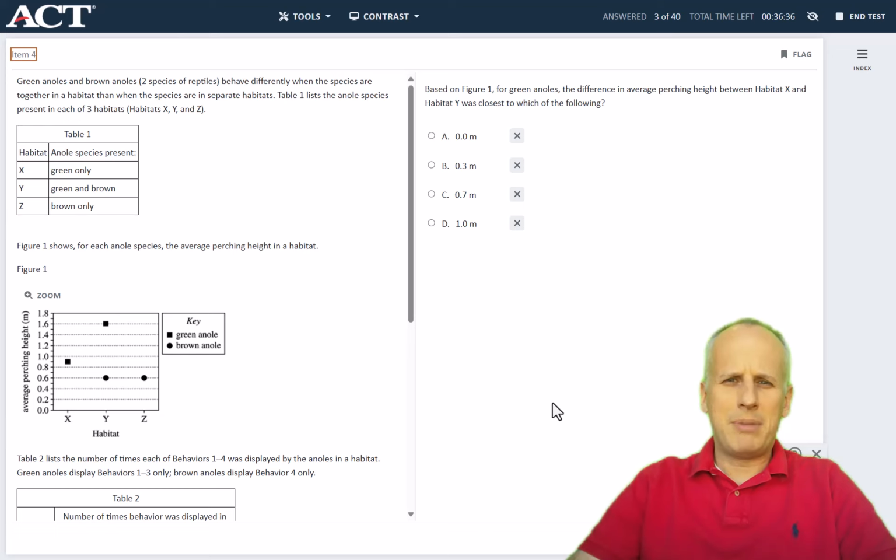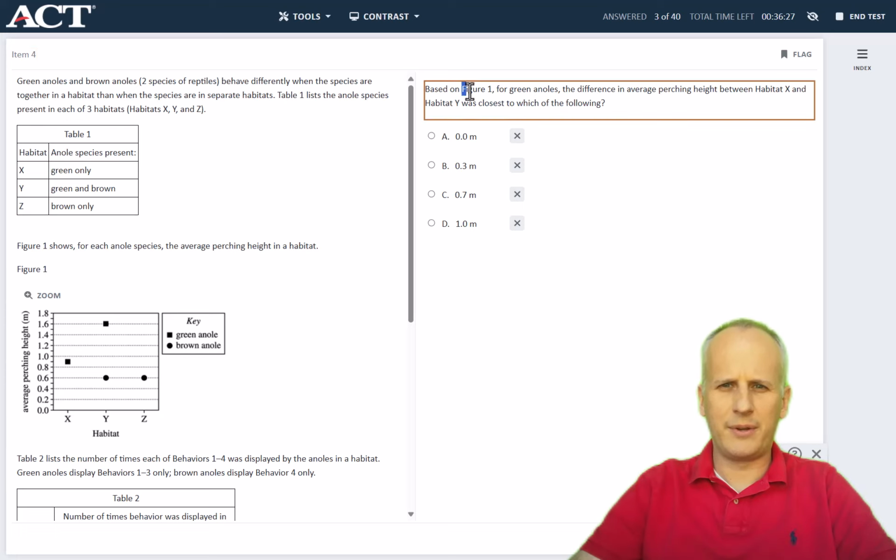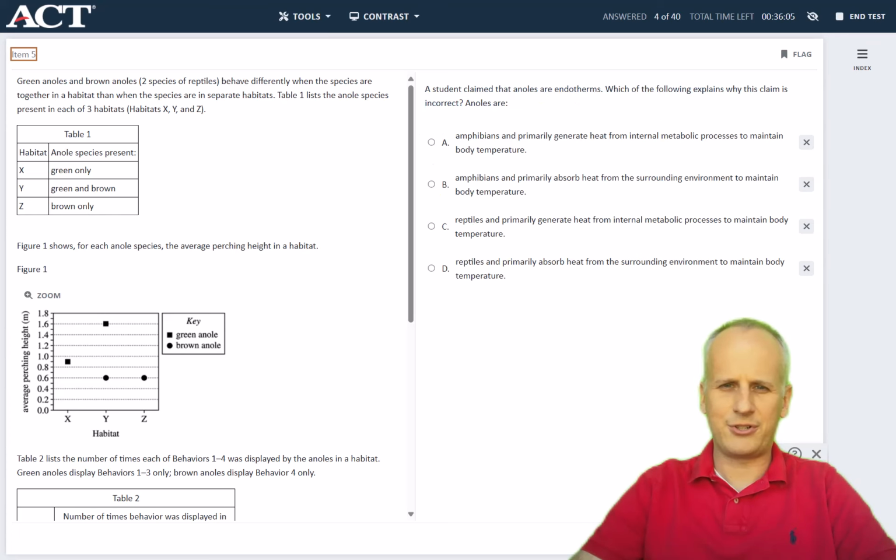We read, based on figure 1, for green anoles, the difference in average perching height between habitat X and habitat Y was closest to which of the following? So we're going to highlight that there, and we are in figure 1. We're looking for green anoles, so that means the square. And we can see between X and Y, there's a difference of 1.6 and 0.9. Now, you will not have a calculator on this section, but hopefully you can determine that 1.6 minus 0.9 is 0.7 and move on to the next question here.